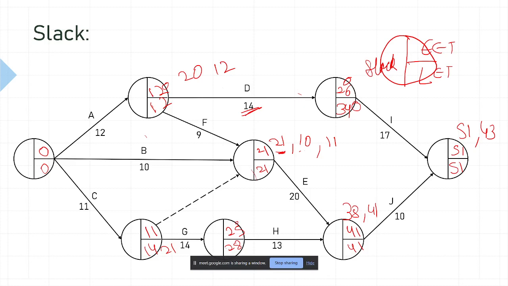Okay, sir, with the help of Slack we will calculate the critical path, and we will identify activities which have zero Slack. That means if we delay activities which have zero Slack, then our project duration will expand, that means our project duration will be delayed. We identify the critical path so that resource scheduling can be done according to that. Yes, sir. Okay.